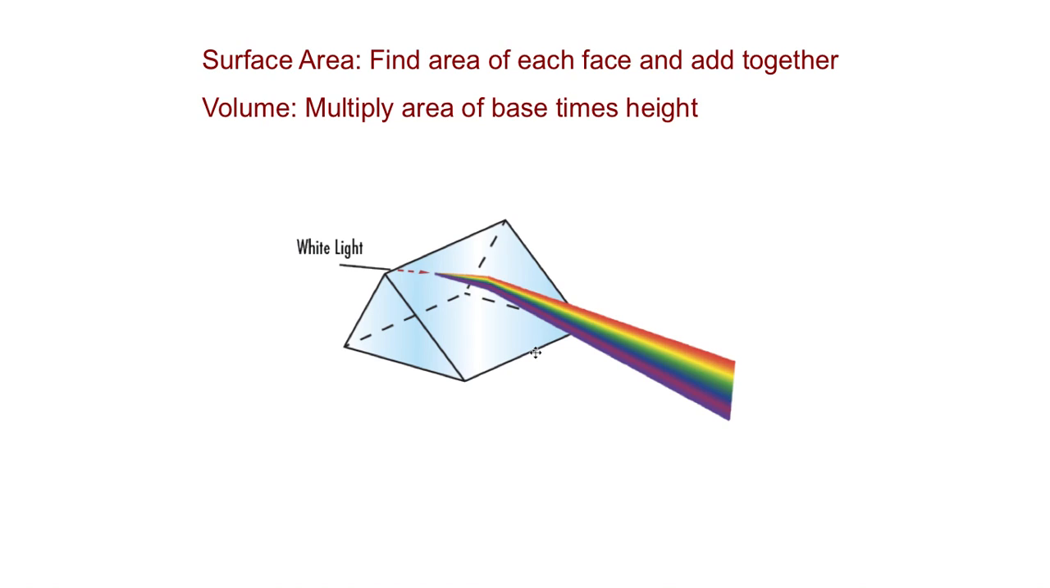Here we have a prism, and you may remember this from science class, where if we shine white light through this crystalline prism, we get the full spectrum of colors. Awesome, cool stuff. So what exactly is a prism?